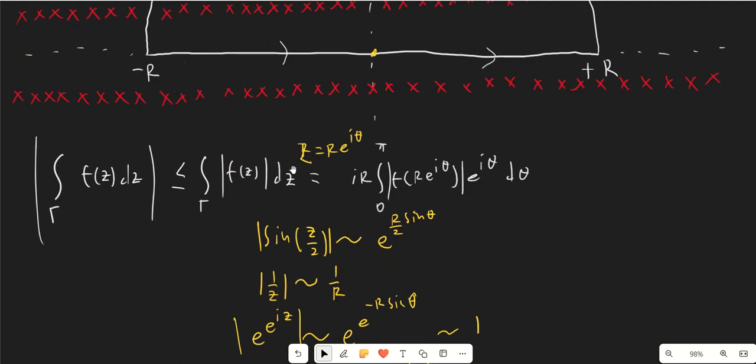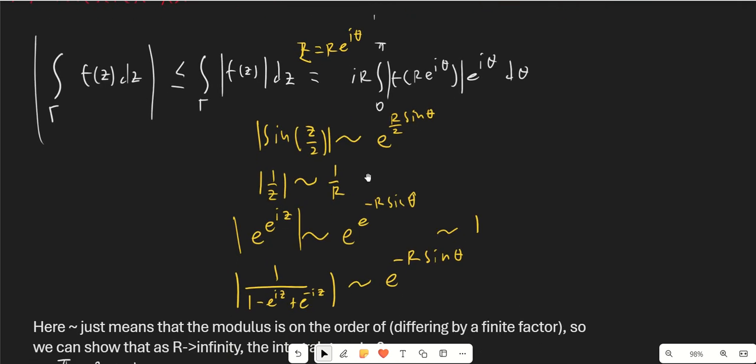We're going to do this by setting everything to the absolute value, and this is where it gets a little bit fishy, but essentially we're going to set z equal to r e to the i theta. Then for every part of this function, we figure out what it's asymptotically approaching as r goes to infinity. In the case of sine z over 2, it becomes e to the r over 2 times sine theta. 1 over z becomes 1 over r. e to the iz becomes e to the negative r sine theta, which is essentially 1. And 1 over 1 minus e to the iz plus e to the negative iz becomes e to the negative r sine theta.